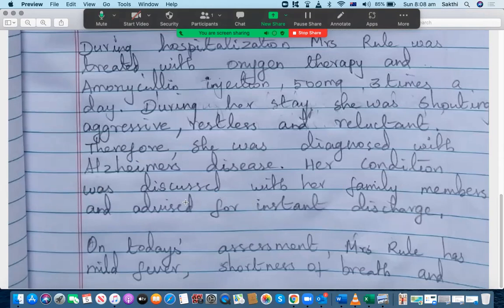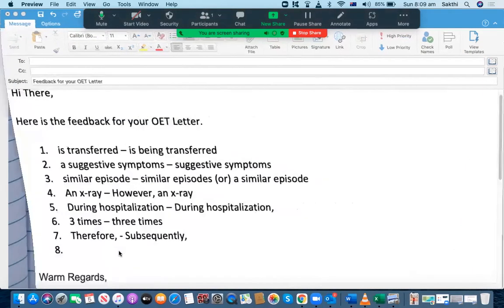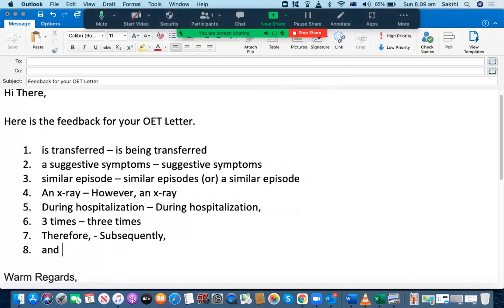Her condition was discussed with her family members and advised for instant discharge. Okay, let's say, instead of saying and advised, say and was advised. Okay, and was advised for instant discharge. So instead of saying and advised, it's good to say and was advised. Because you have been using the passive voice form here, so it's better to use it appropriately. All right.